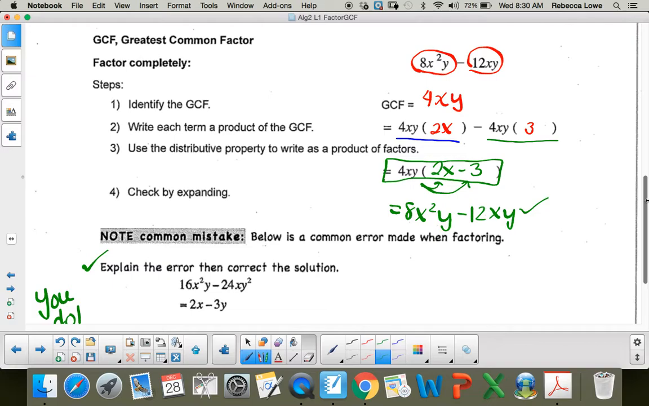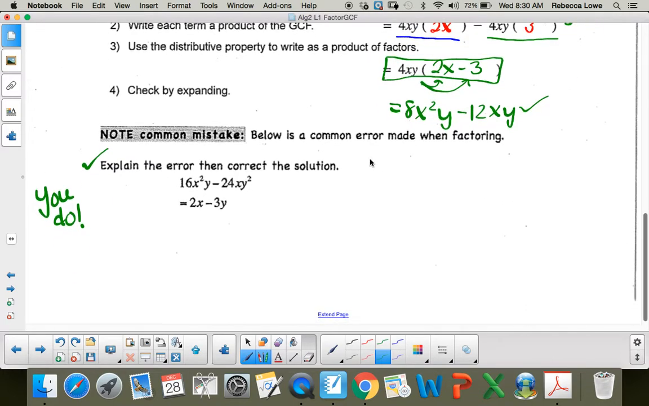So greatest common factor. You're most likely going to skip this step. You're going to go right from here to here. All right, so I want you to try to figure out what's the error shown here, and then we'll go over that next class, but you should have this done. What is the error? What is the common error?